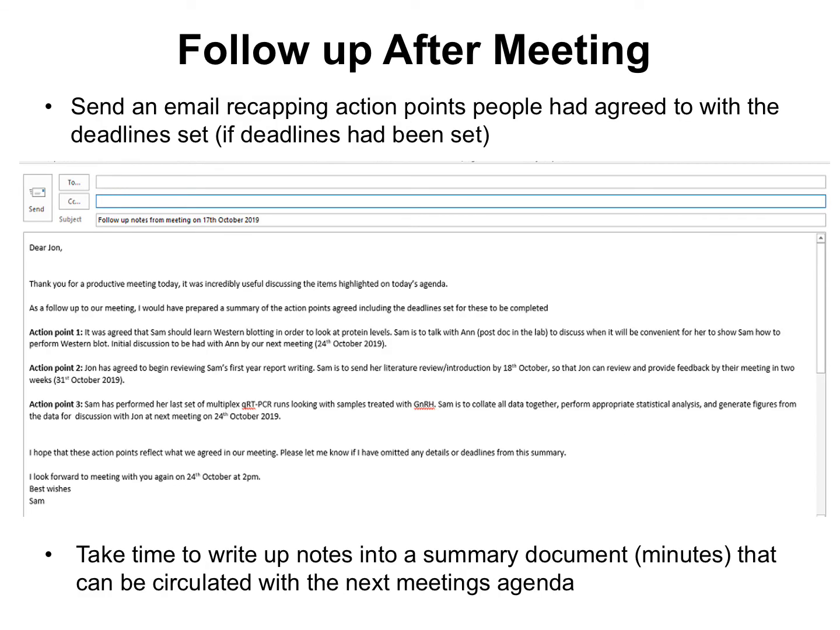People forget. That's not a bad thing. It's the nature of a very busy working environment. So I would always suggest writing up a follow-up email after your meeting. They don't need to be overly long. This is an example of how you can send a follow-up email from your meeting, just summarising the action points that you've agreed to and the deadlines that have been set.